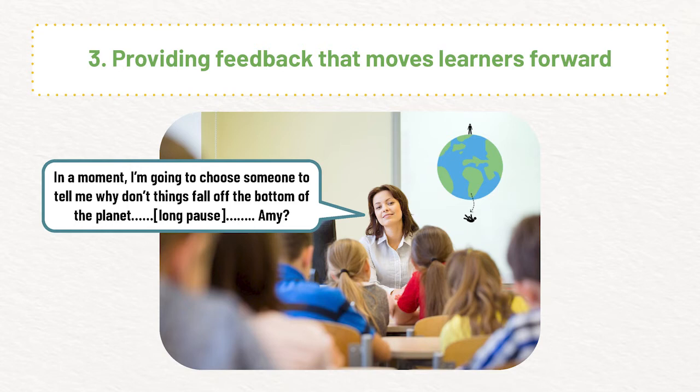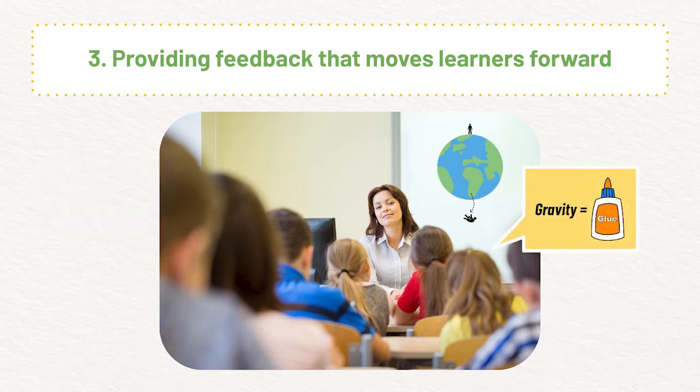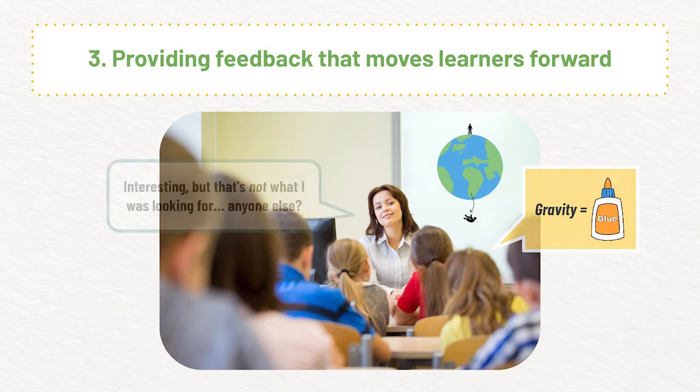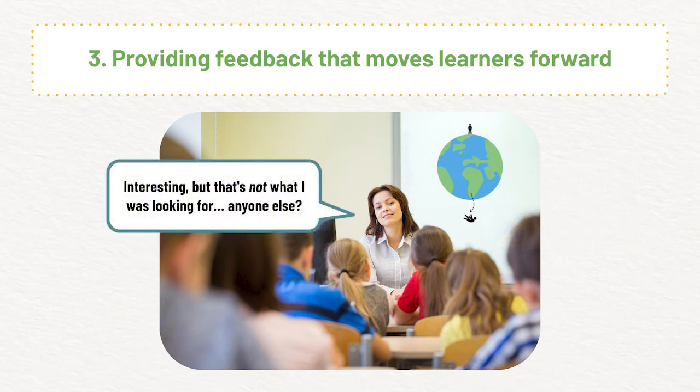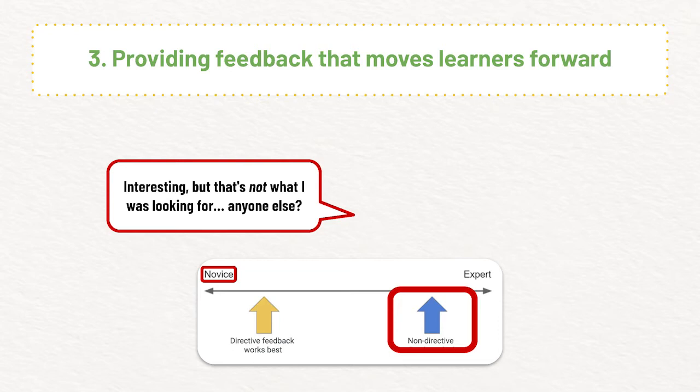planet. Amy?" Amy says, "Because gravity sticks things to the planet." "Interesting, but that's not what I was looking for." She pauses for a little while and then moves on to another student. The above is an example of non-directive feedback. The teacher is hoping not to embarrass her students by saying interesting and doesn't want to give too much help, but waits to see if the student could fix her thinking.